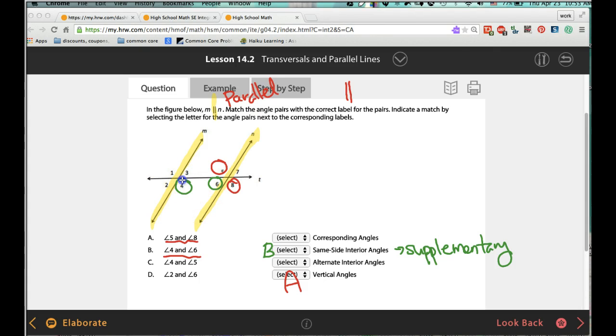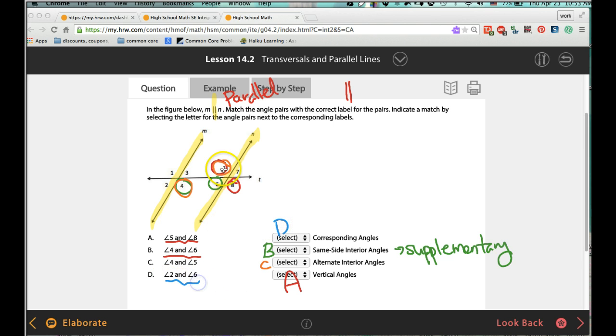All right, so question number C says 4 and 5. So let's see, 4 and 5. Okay, so the orange ones are obviously on opposite sides of the transversal, but they're both on the inside of the parallel lines, right? So those are going to be alternate interior angles. So that's going to be C right here. And they are going to measure the same, okay? So vertical angles are congruent, alternate interior angles are congruent, corresponding angles are congruent as well. So I'm guessing the answer for that one will be D, okay?